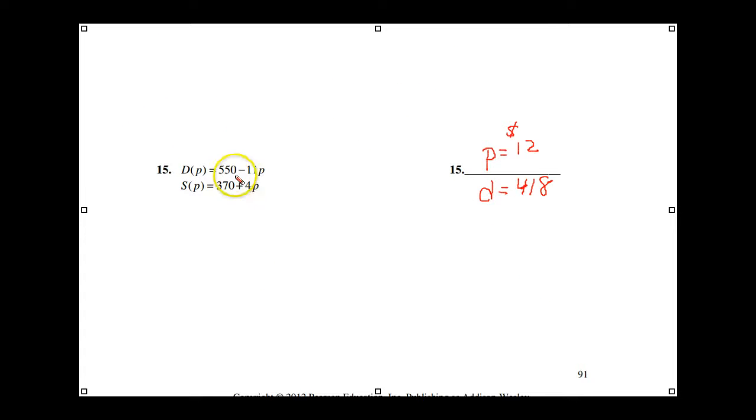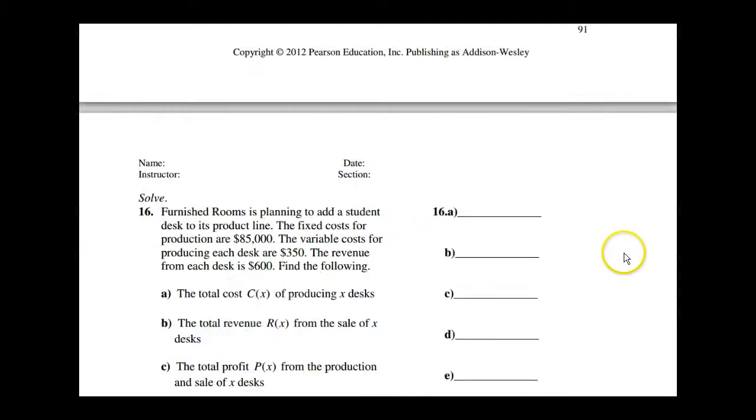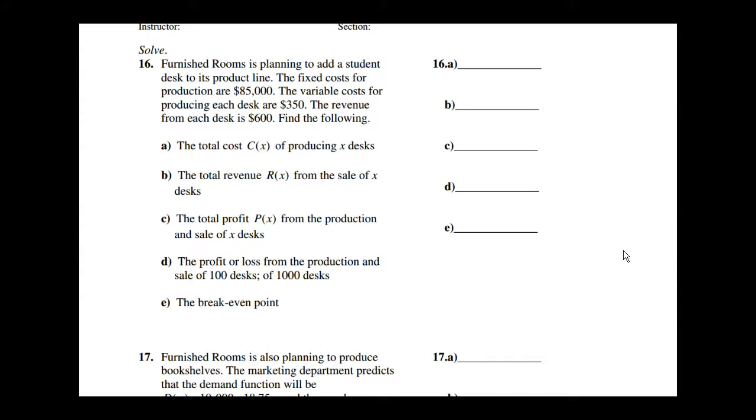Number 15 is done exactly the same way. The price is $12. The demand would be $4.18. This is your equilibrium point, where if this is the price, you could expect to sell this many units. And by the way, this is a formula that's used by a lot of businesses when you go to the mall or any other place. Let's go on now to our last few examples here.